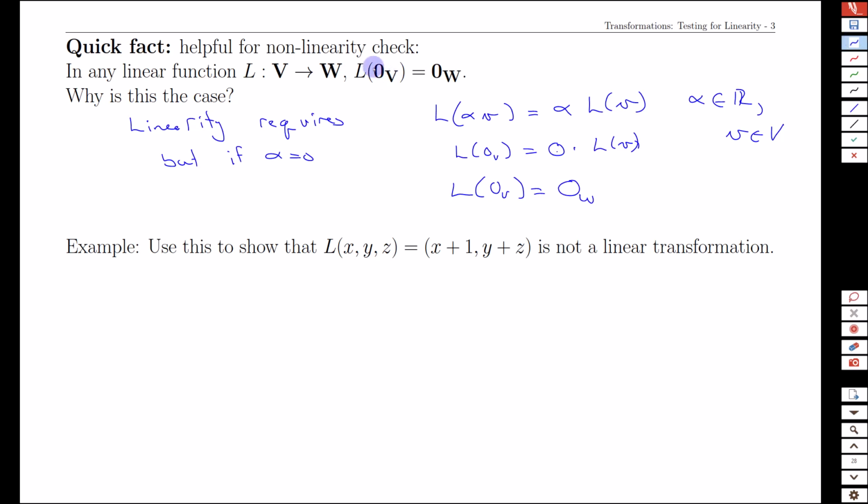And that becomes a quick check. If we run 0 from our input space in through our function, and we don't get 0 back from our output space, then we know right away it's not a linear function because it won't satisfy this requirement.